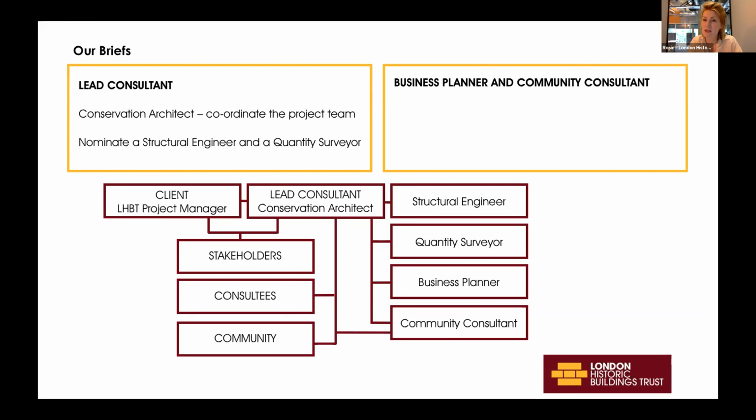You've got your stakeholders that we did a lot of work building relationships with, that are then liaising with the lead consultant. And then the lead consultant is liaising with the consultees, so Historic England and the local planning authority. And then of course there's a wider community. The lead consultant and the community consultant are working together with input from us to build this community engagement. Now, this organogram is not exhaustive, and for projects like this, they are in reality much more complex.